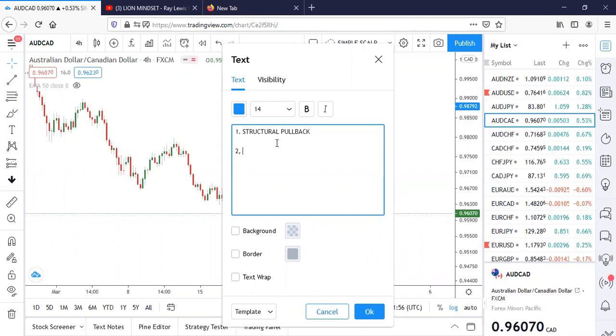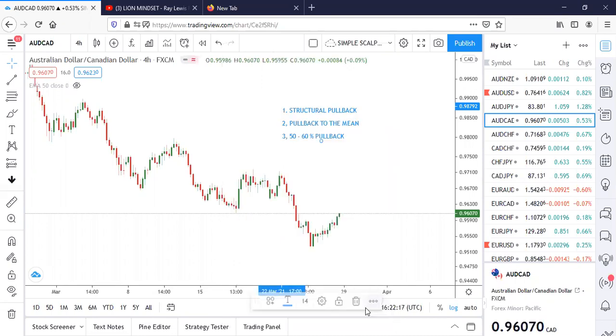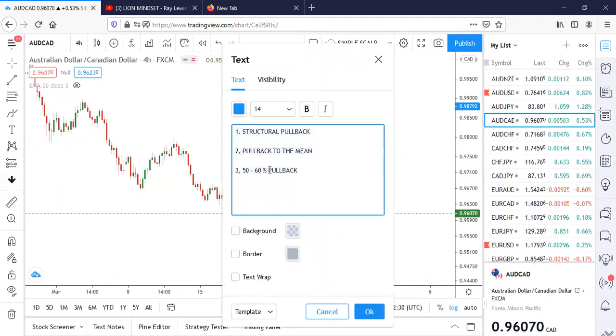Number two, we have pullback to the mean. Number three, we have 50 to 60% pullback. All right. We have structural pullback. We have pullback to the mean. We have 50 to 60% Fibonacci pullback.